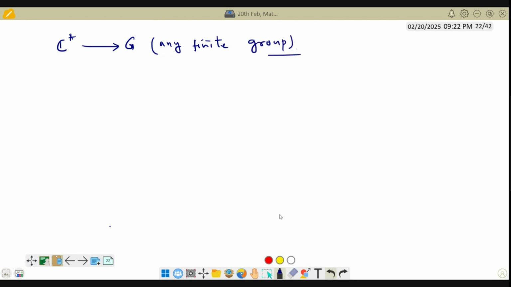What will you conclude? So the question reduces to finding a proper finite index subgroup of C star. Not finite order, finite index. So here also the answer is no.